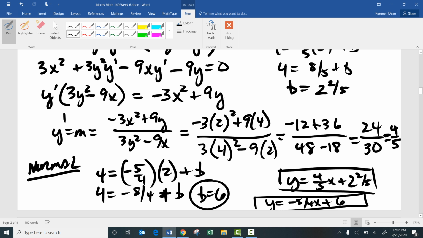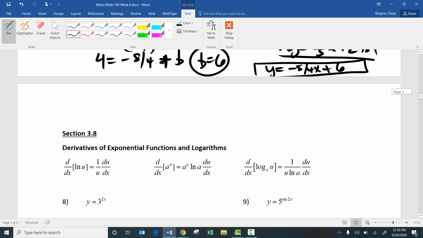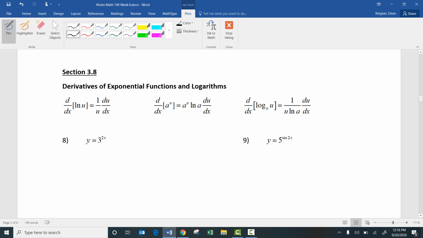Okay. All right. So I don't know if I gave you another one to try there. No, that was the only tangent line problem I gave you. Okay, so that's implicit differentiation. So now we actually go to kind of a different subject. You're still doing derivatives, and we're going to be doing derivatives for a little while.